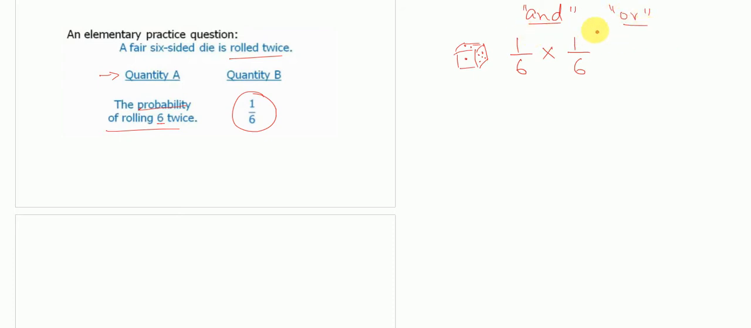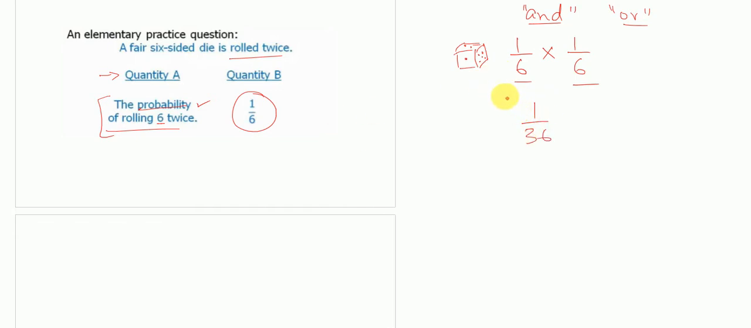We'll talk about probability and the word AND later in the videos where I cover probability. For now, this is how we compute probability for this statement. So the probability of rolling 6 twice is 1 divided by 6 for the first roll, and 1 divided by 6 for the second roll. You multiply them and you get 1 divided by 36.